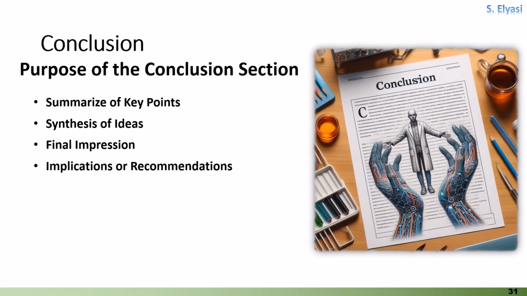Implications or recommendations. For research-based or academic articles, the conclusion often addresses the broader implications of the findings. It may suggest how the results can be applied in real-world settings, influence policy, or contribute to academic discourse. In some cases, the conclusion may also provide specific recommendations for practice, policy, or further research. This section highlights the practical or theoretical importance of the work, showing the reader why it matters beyond the confines of the article.